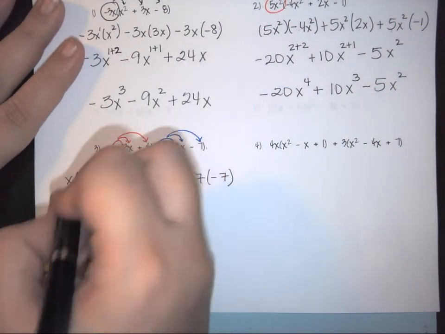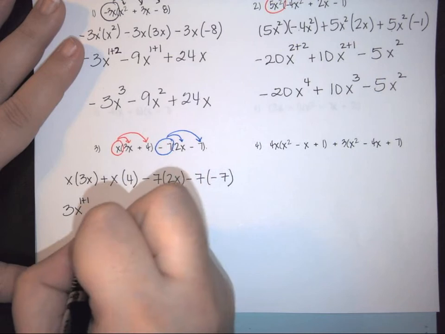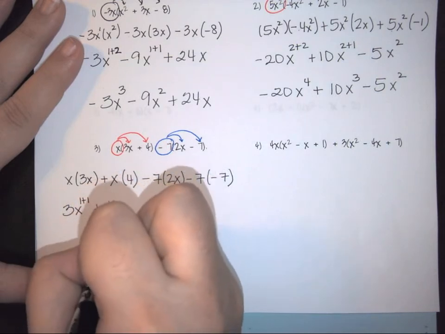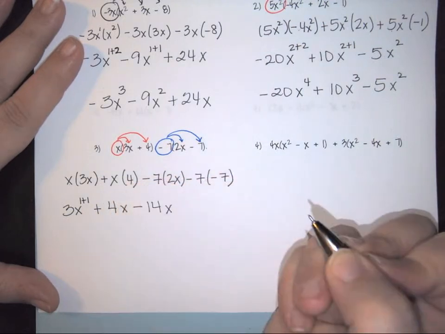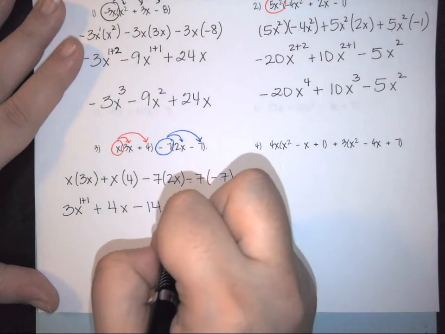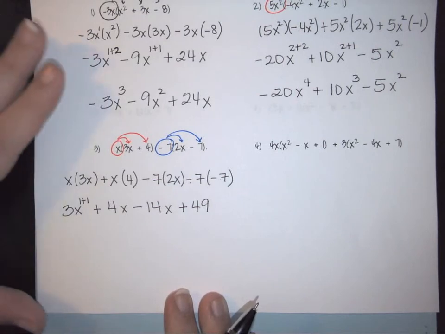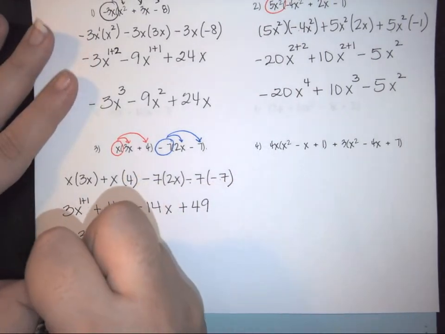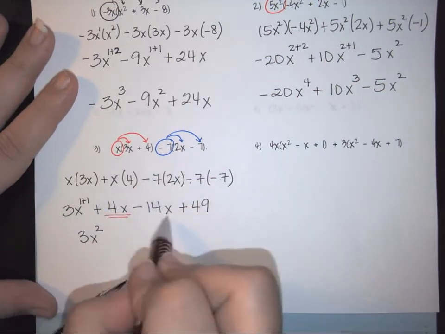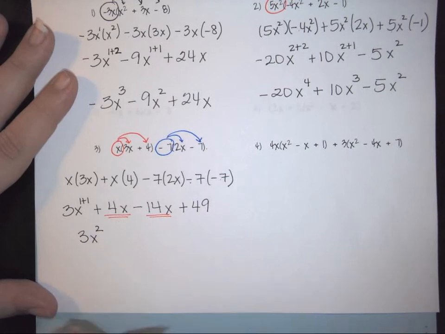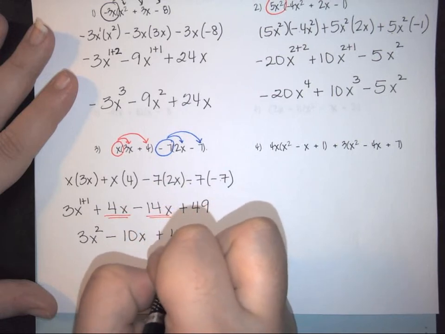So x times 3x is going to give me 3x, and then I had 1 plus 1, so I'm going to add this. x times 4 is going to give me a 4x. Negative 7 times 2 is a negative 14x. Negative 7 times negative 7 is a positive 49. Now I have to do my exponent, so this becomes a 3x squared. And then the other thing I can notice here is I have a 4x and a negative 14x, which can combine, giving us a negative 10x plus 49.